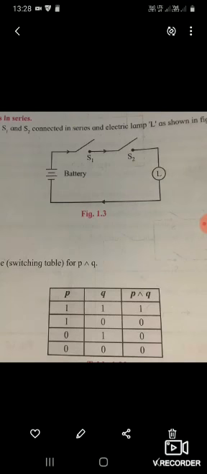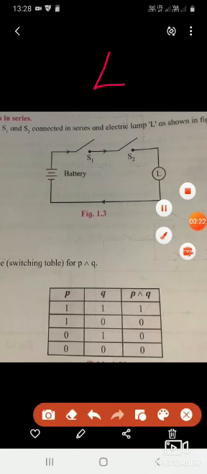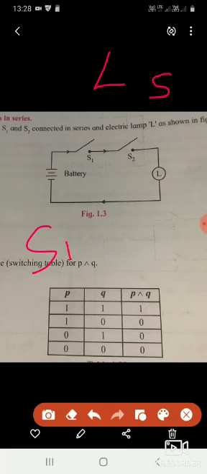Logic can be applied in switching networks. That means the circuit. A circuit contains a lamp, which we always denote by L, and it is controlled by the switches. Switches are denoted by S. If more than one switch is there, we write S1, S2, S3.